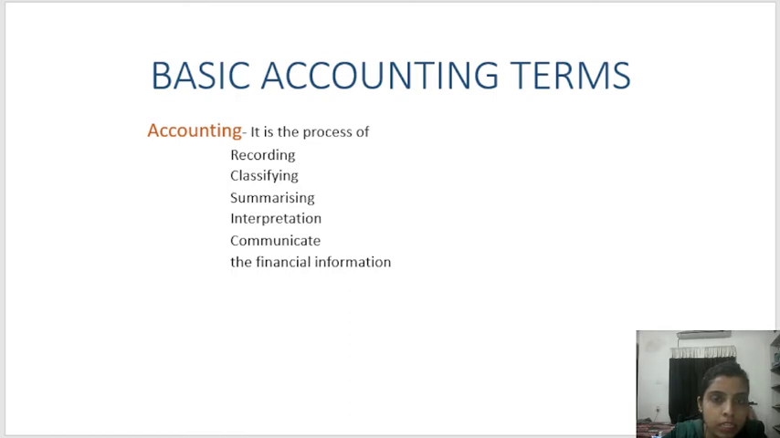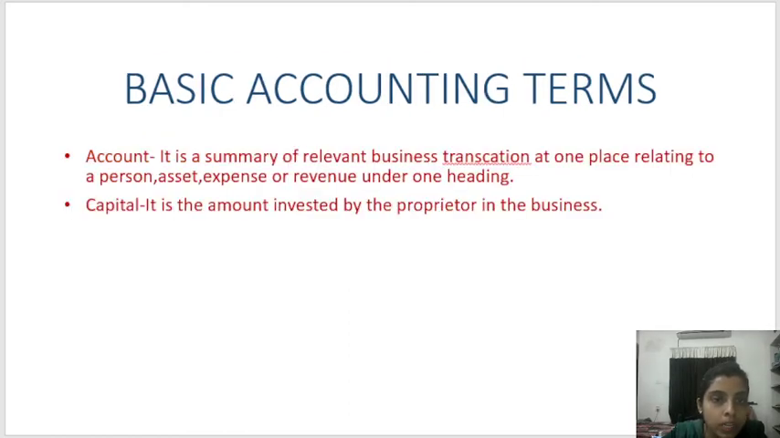Before I explain this accounting, first let me explain this accounts क्या होता है. Okay, first try to understand this accounts, हम explain कर देते हैं, उसके बाद हम accounting explain करेंगे. Here I have written the definition. It is a summary of the relevant business transactions at one place relating to a person, assets, expense or revenue under one heading. Okay, सब लोग जाते हैं.